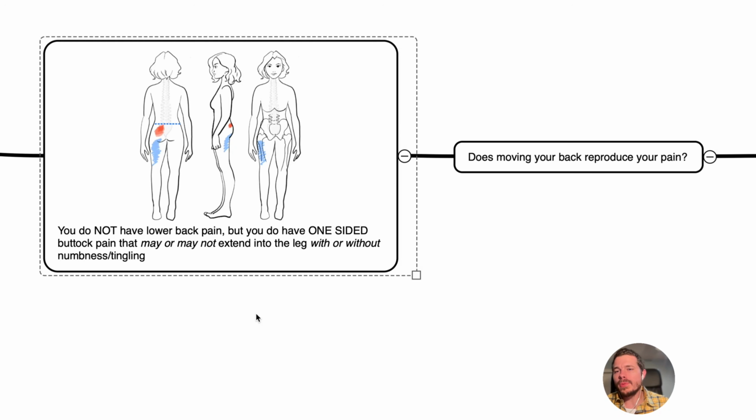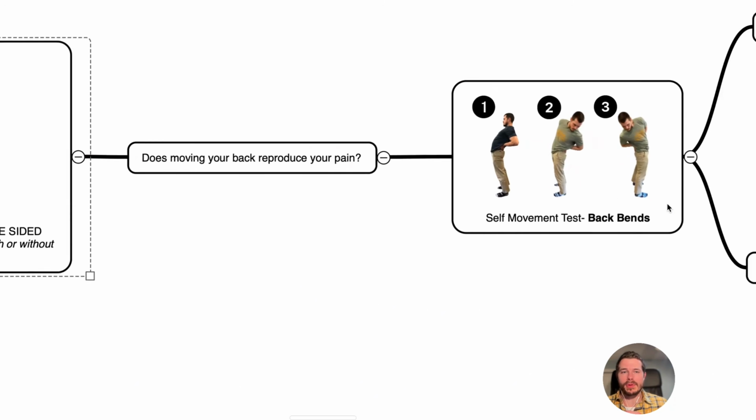All right, now let's say you do not have lower back pain, but you do have one-sided buttock pain that may or may not extend into the leg with or without numbness or tingling. First thing we want to do is determine, is your back or joints in or about the back part of the issue? So, does moving your back reproduce your pain?